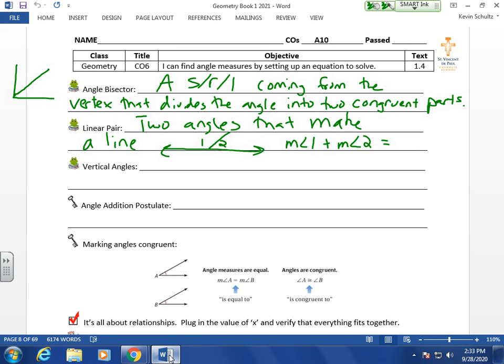180 degrees. Okay? So the thing to know about a linear pair is that, first of all, it's only two angles. Not 3, not 4, but only 2. And their sum has to be 180 degrees. Because if they make a line, that's the measure of a line. It's a straight angle.